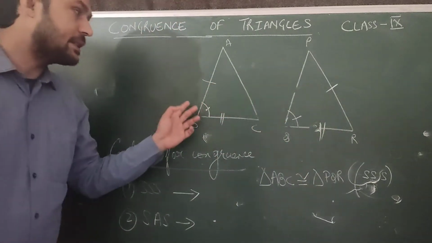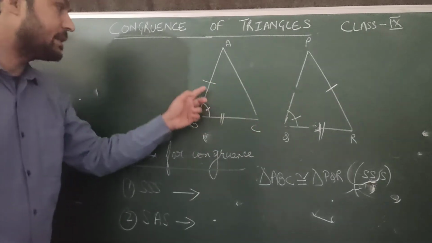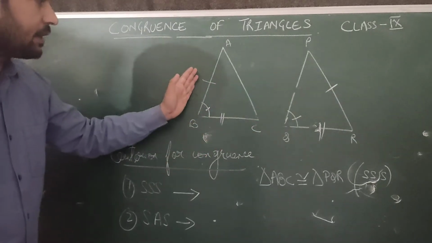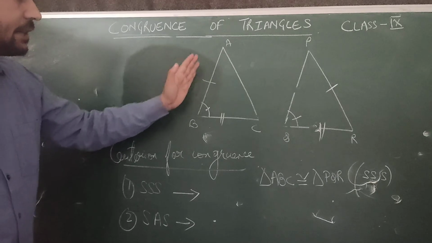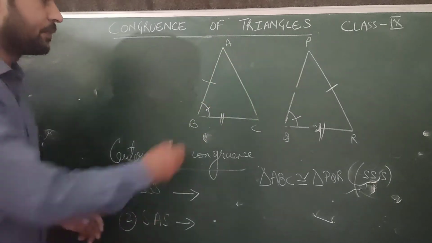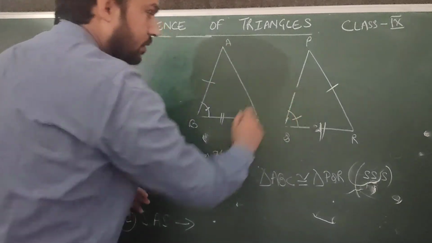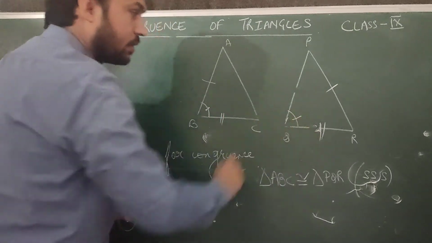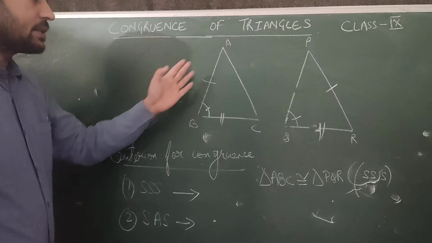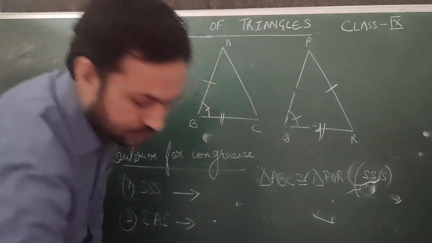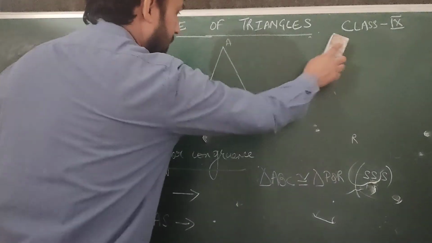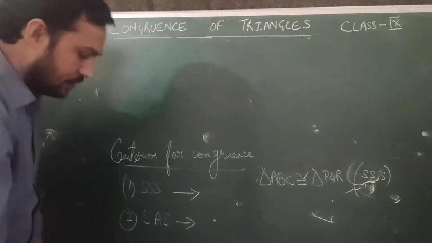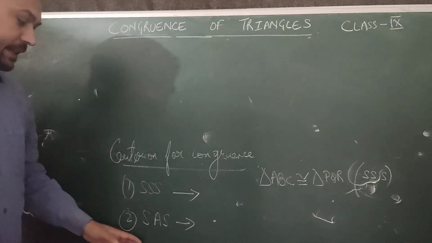We can't say this time that the two triangles are congruent by side angle side, because we have to observe and see that only the corresponding sides are equal. This side should be equal with this only. This side should be equal with this only, and this angle will be equal with this only. Then only we can say the two triangles are congruent. Otherwise, it is not congruent. So that is what we have to observe. So this is SAS criteria.